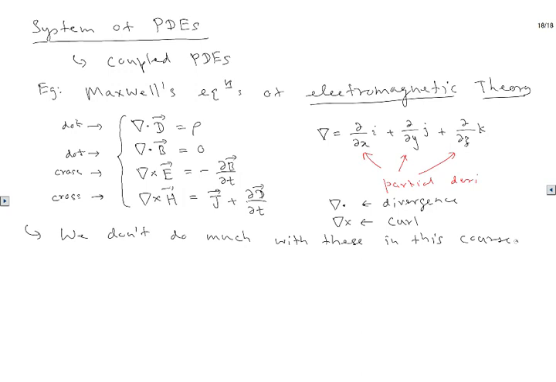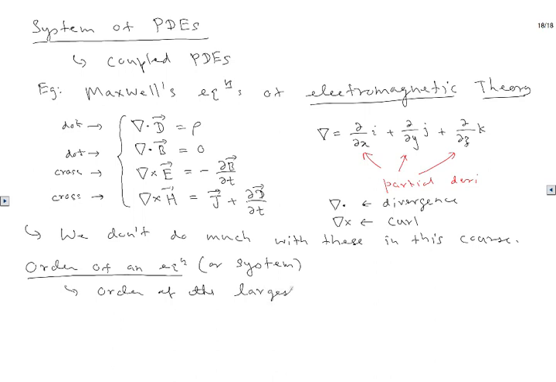What's the next important topic? What we call the order of an equation. What's the order of an equation or a system? Order means the highest derivative. The order of an equation is the order of the highest, or we can say largest, derivative that appears.